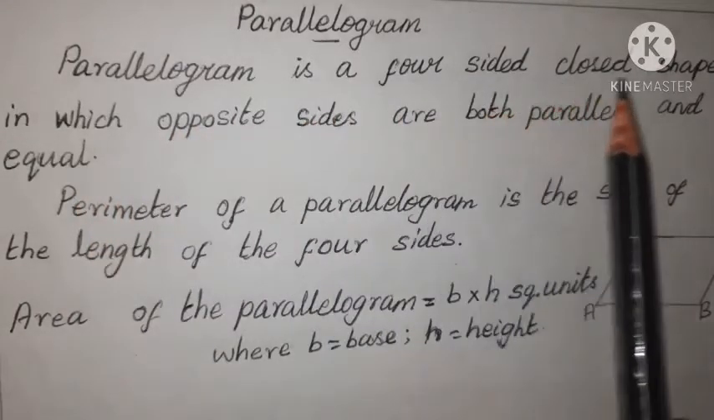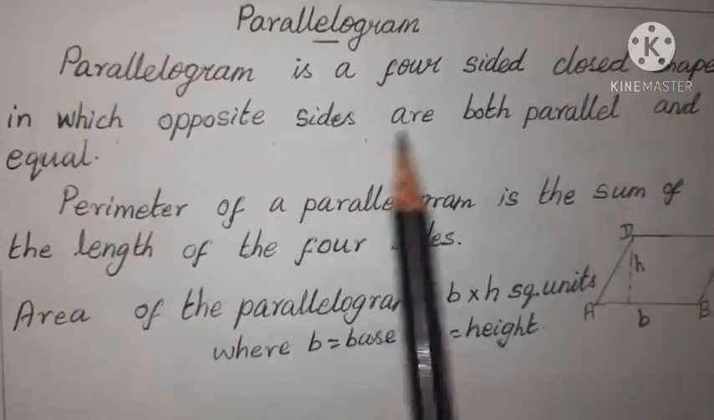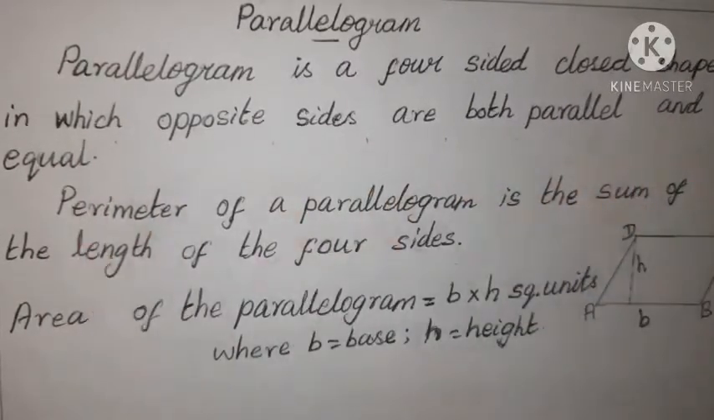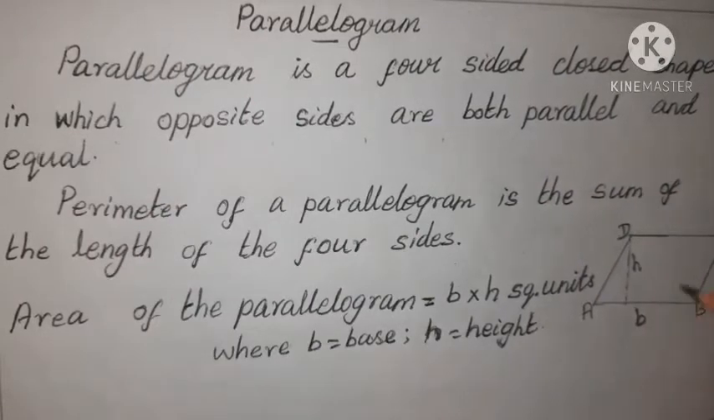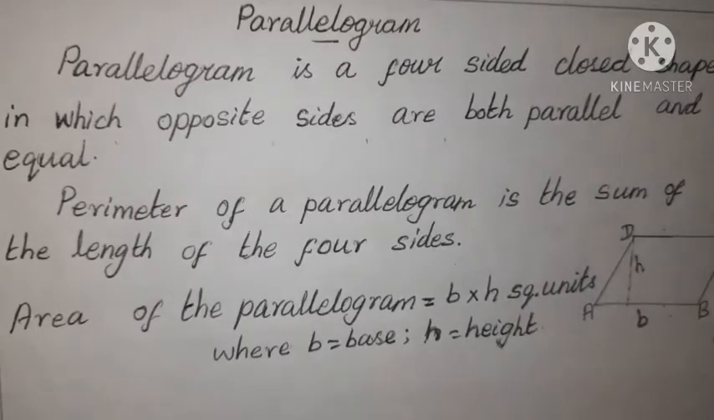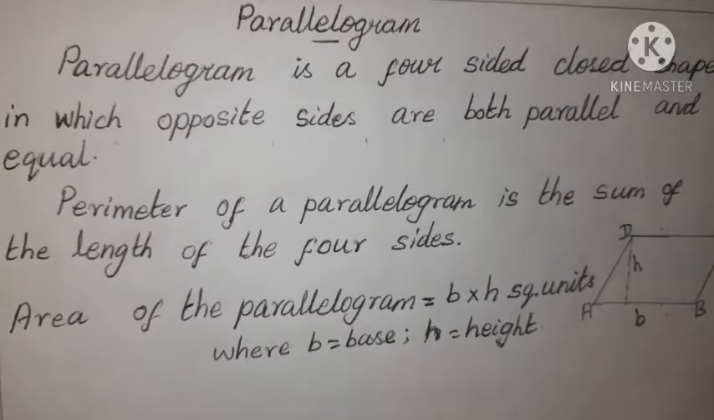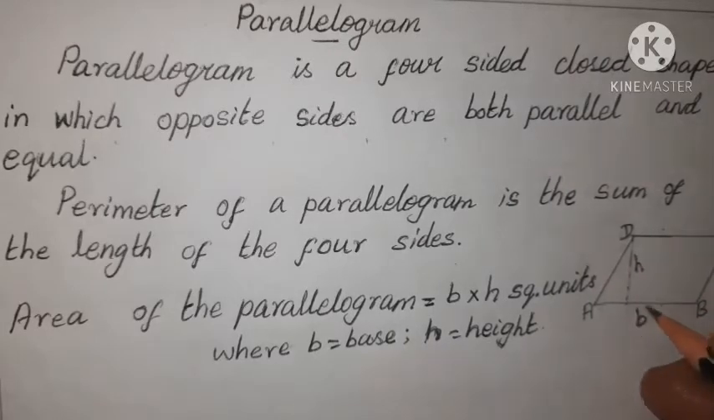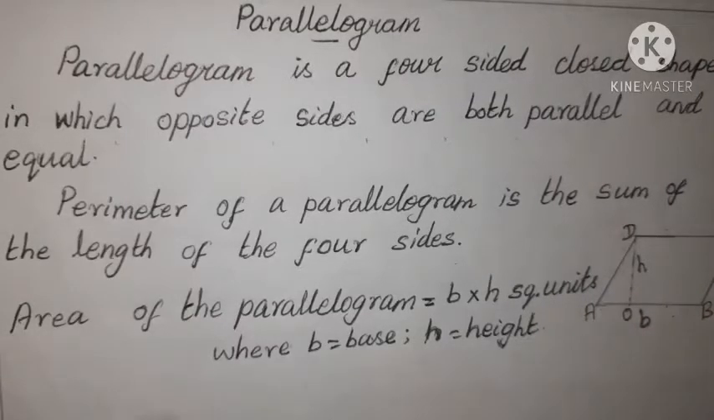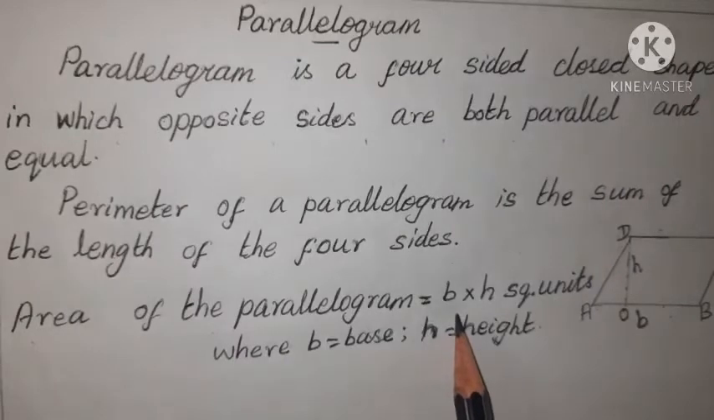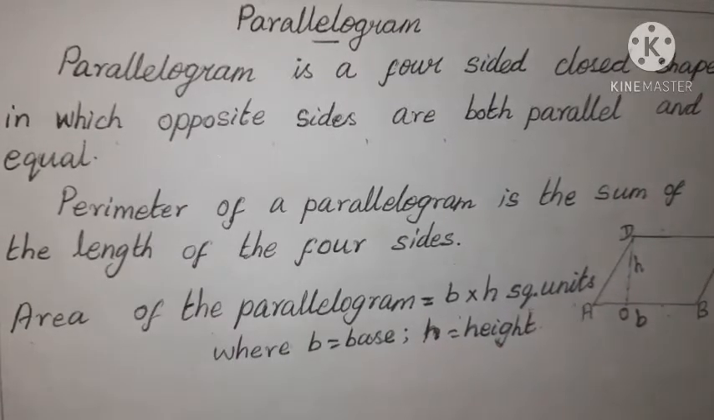A parallelogram is a four-sided closed shape in which opposite sides are both parallel and equal. Opposite sides AB parallel to DC, AD parallel to BC. Opposite sides are equal. AB is the base of the parallelogram, and OD is the height of the parallelogram. So area of the parallelogram equals base into height square units.